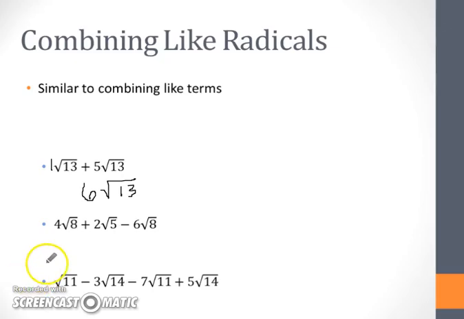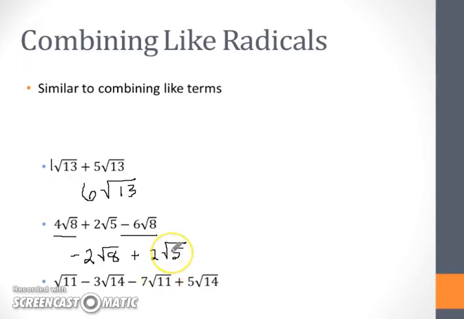In our next example, we combine only those that are the same. I have 4 square root of 8 plus 2 square root of 5 minus 6 square root of 8. The square root of 5 is the odd one out. That doesn't combine with anything, but I can combine the 4 square root of 8 and this minus 6 square root of 8. Keep that subtraction with the term that follows it. So 4 minus 6 is a minus 2 square root 8, and then we still have that plus 2 square root 5.